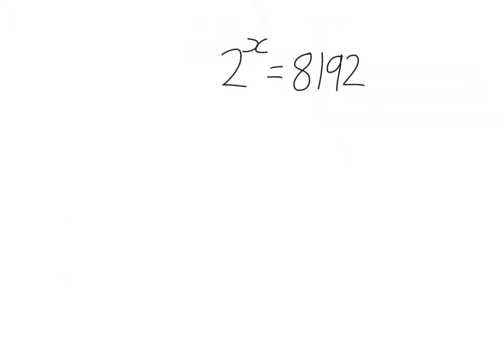Let's say I have 2 to the power of x is equal to 8,192. Again, the thing I want to find is in the power. To what power do I raise 2 to get 8192? In other words, how many times must I multiply 2 by itself to get 8192? Now, you could figure this out using trial and error, but it would take a while. An easier way is to rearrange it. So I have x is equal to log base 2 of 8192.